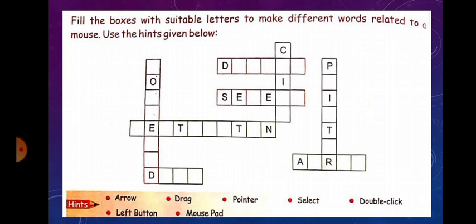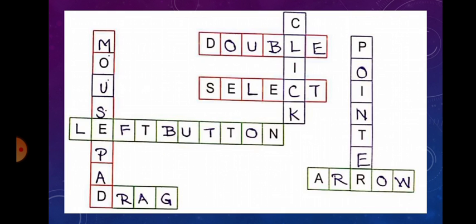Okay. Now next question given on page number 50. Fill the boxes with suitable letters to make different words related to a mouse. Use the hints given below. Few hint words are given over here at the bottom, and in the center of your page, that is on page number 50, so you have to fill it accordingly as I have done this for you.